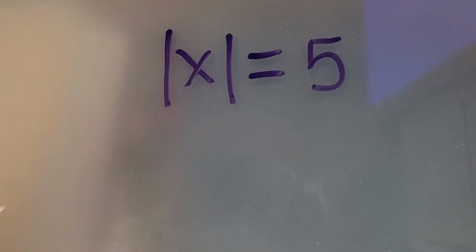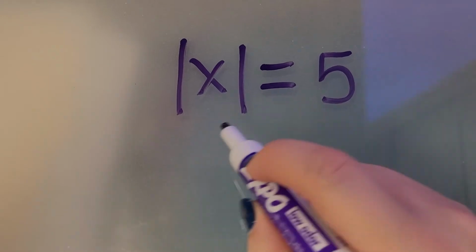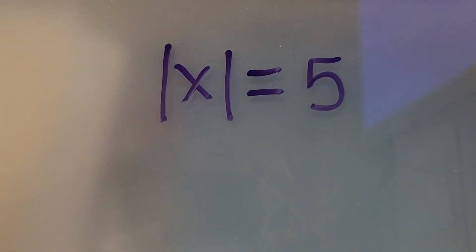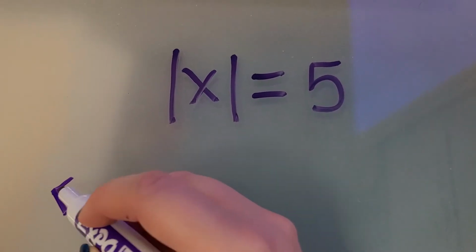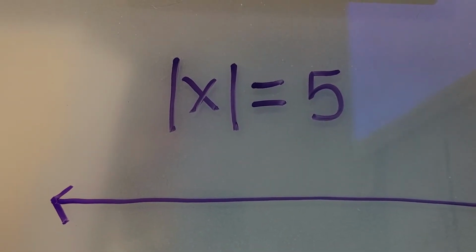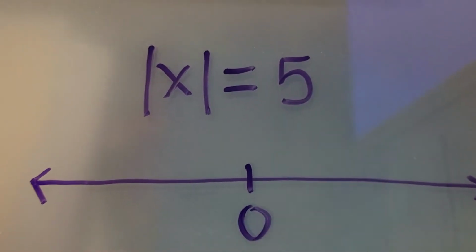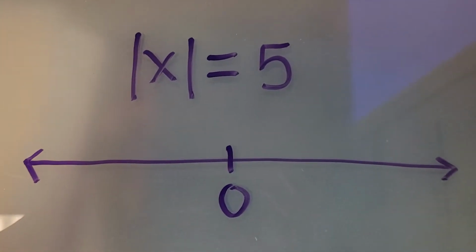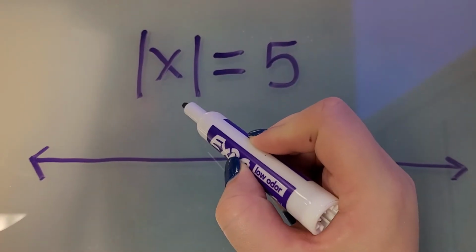In this video, I'm going to go over how to solve absolute value equations. So we can have things that look like this. Anytime we're talking about absolute value, remember we are referring to distance from 0. So I'm going to draw a number line. Remember that if we have 0 here in the middle of our number line, when we're talking about absolute value, we are talking about distance from 0.